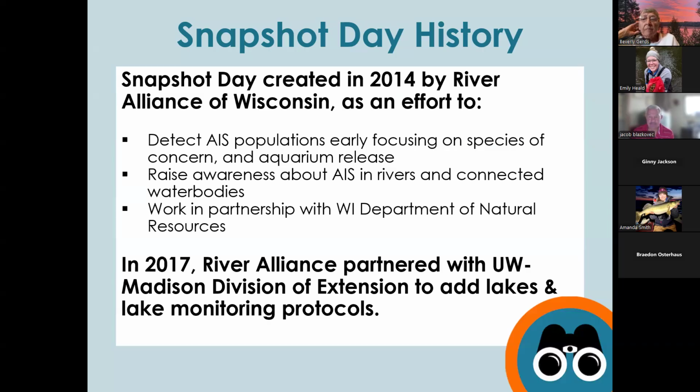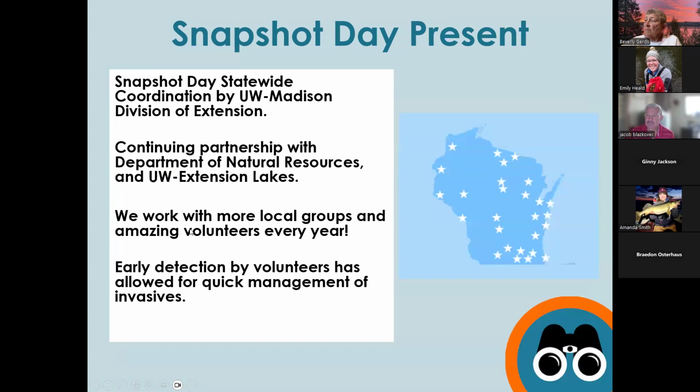We've always partnered with River Alliance and the Wisconsin DNR, but now the event is primarily coordinated through UW-Madison Division of Extension, which is who I work for. And here we are today. We have over 20 participating locations across the state each year. We've had a lot of success in the program with our early detection of aquatic invasive species, with helping with the quick management and response of new detections.